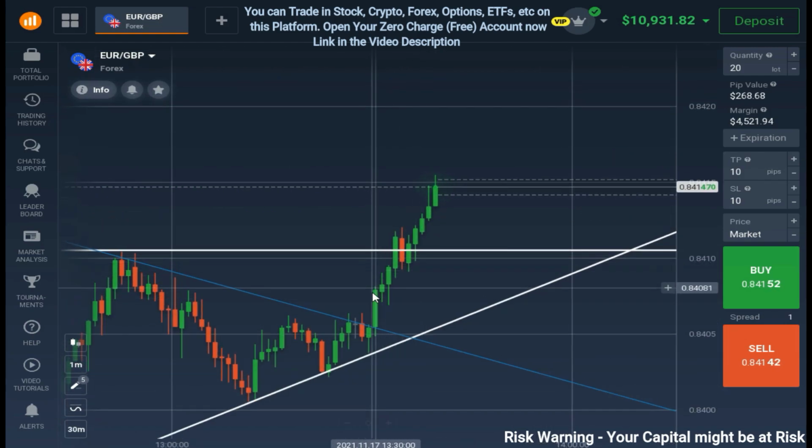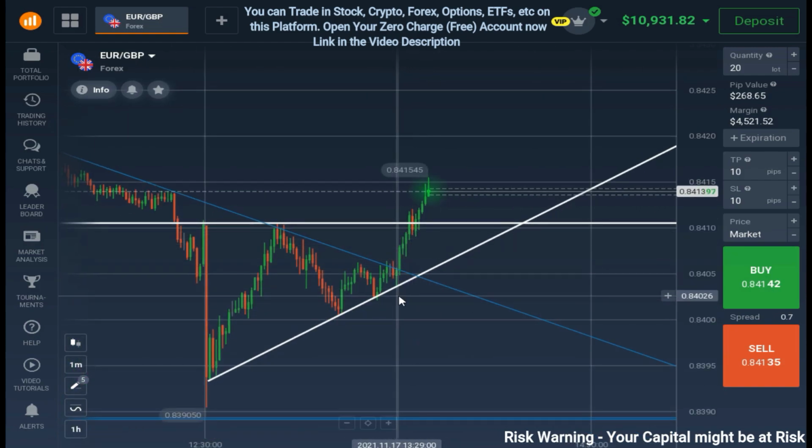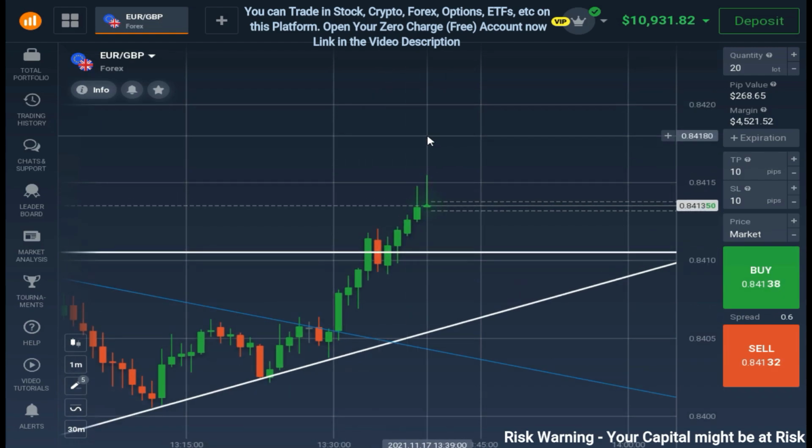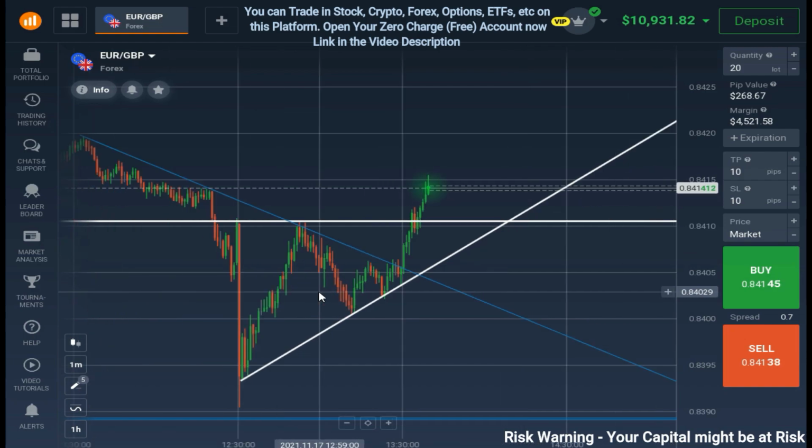You can see the ascending triangle is working here. I know that the pressure was not that strong here, and that's why the breakout is not that strong, but still it is working good. So these patterns are also important.